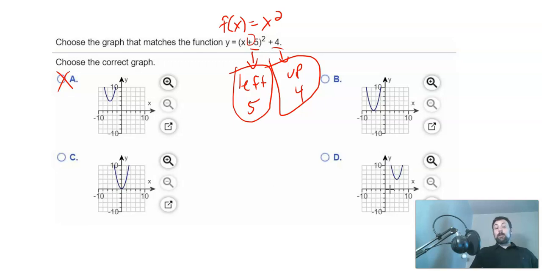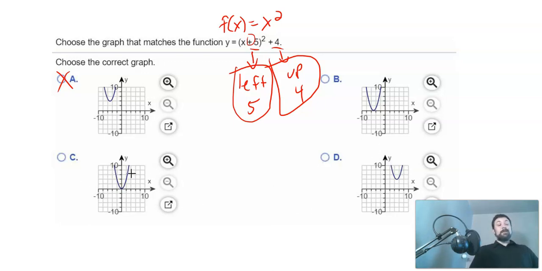Graph D maybe is the one that's the most commonly chosen incorrect answer, because this is shifting the graph to the right 5 and up 4, and that is a common mistake students will make. When they see the plus 5, they'll think the graph should be shifted to the right instead of the left, and so that's not correct.